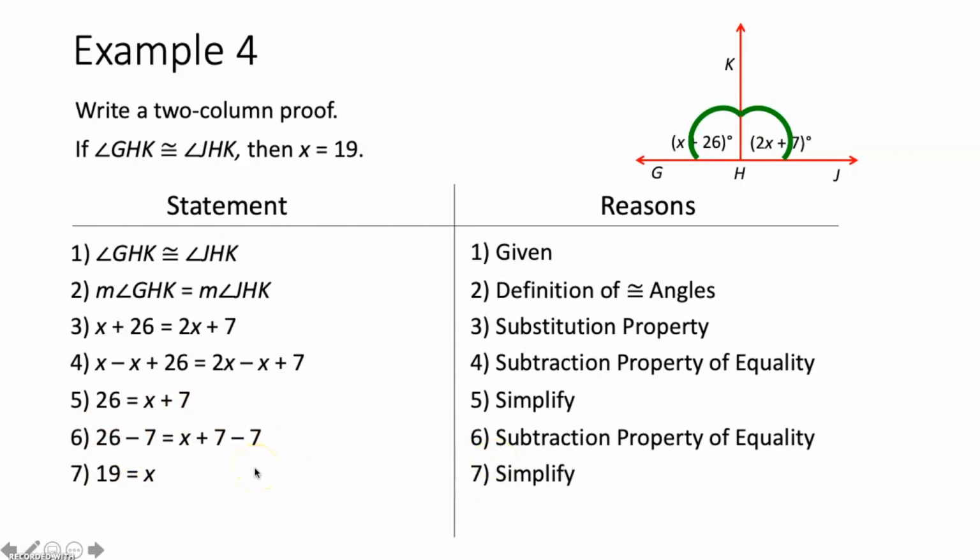Now, you think you would be done here, but you are not. You do not have what you are trying to prove. You're trying to prove x is equal to 19, not that 19 is equal to x. So how do I simplify this? I need to flip these two things. So instead of writing 19 is equal to x, I'm going to write x is equal to 19. And what allows me to flip an equation like that? That would be the symmetric property. And you're done. Go ahead and try this at home.